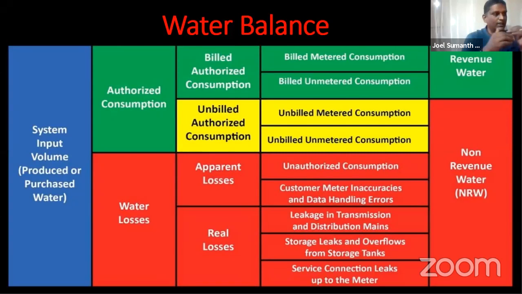Then you have authorized consumption, and then you have water losses. Authorized consumption is basically the water for which you get your bill. In water losses, we have apparent losses and real losses. Real losses are losses because of leakages or wastage and inefficient use. Apparent losses are basically inaccuracies in billing and metering. When the metering system is not accurate, that causes apparent losses.